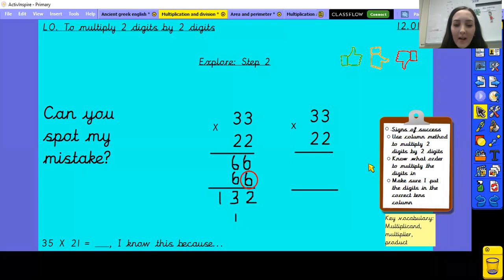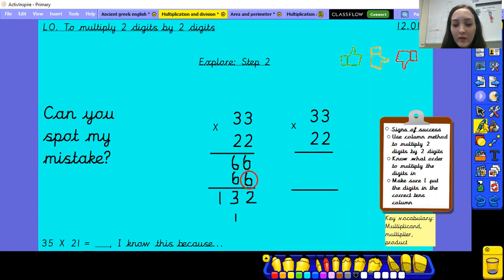Okay, so the mistake I have made is that I've put my answer in the wrong column. This 6 here should have been in the tens column, and there should have been a 0 here. So I'm just going to model here on the right hand side what I should have done. So firstly I'm going to start with 2 times 3, which is 6, and 2 times 3 here, which is 6 as well. So that part of the calculation was correct.